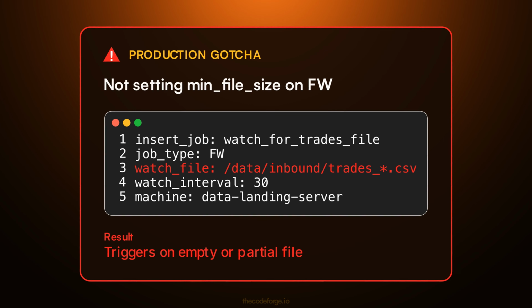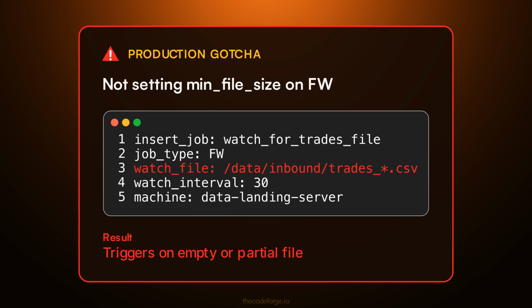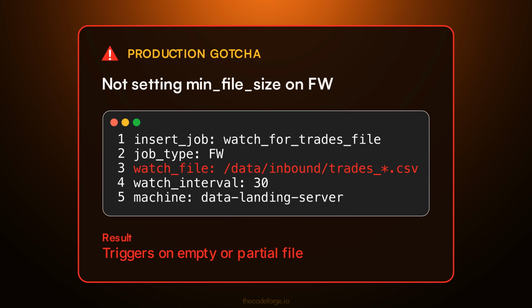Without min file size, the file watcher triggers as soon as a file appears, even if it's empty or incomplete. This causes downstream jobs to fail on bad data. Always set a realistic minimum size.